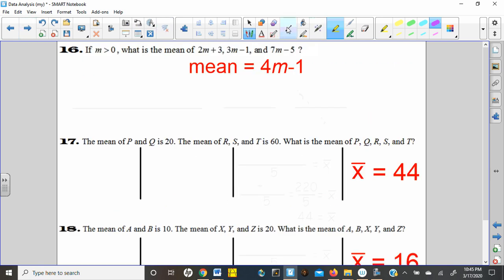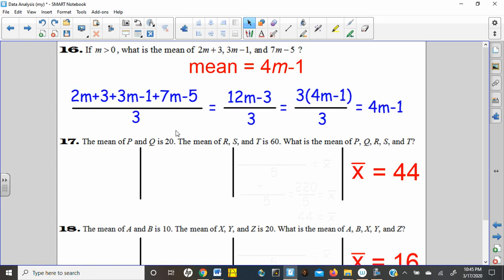Number 16 is just an average problem, but this time we're averaging some binomials. So just be careful with your algebra. 2m plus 3 plus 3m minus 1 plus 7m minus 5 divided by 3. Remember, there's 3 values there. And then it's just combining like terms, right?